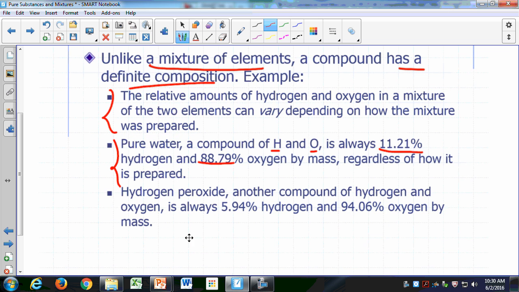Hydrogen peroxide is another compound that's made up of hydrogen and oxygen. If you break it down, it will always give you 5.94%. If you have 100 grams of it, it will always give you 5.94 grams of hydrogen and 94.06 grams of oxygen for every 100 grams. Very well defined. If it's a pure compound, it always gives the same proportion of the elements that make it up. Whereas if you just have a mixture, it depends on who made the mixture, you can get different percentages of the elements that make it up.